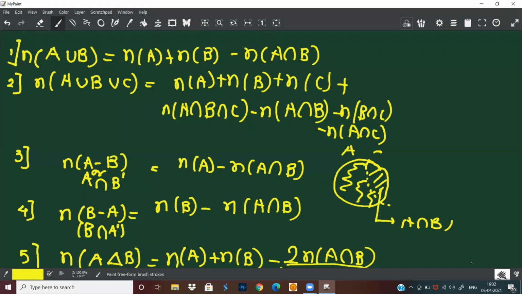Triangle, I explained it last time: symmetric difference. I'll show you. 1 2 3 4 5, write it all down. Then I'll explain the triangle. It is the symmetric difference of A and B. All of you have copied 1 2 3 4 5, please.